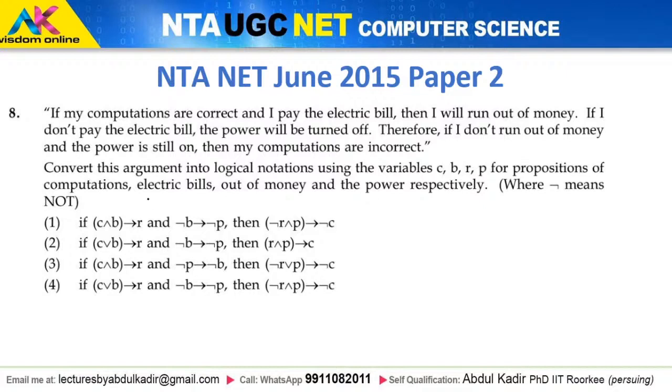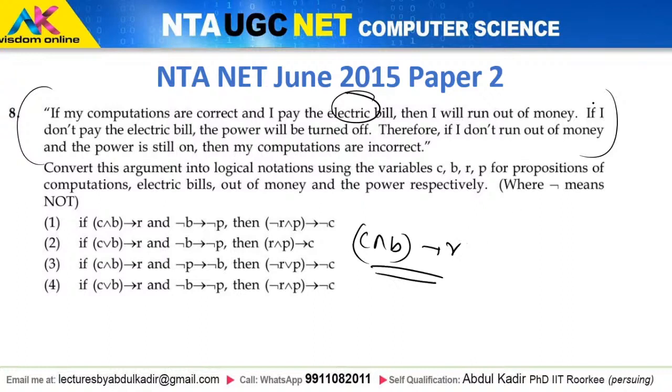This next question is basically asking us to convert this given English statement into our formula. So what is it saying? He is saying that if my computations are correct and I pay the electric bill, then I will run out of money. So basically C and B implies running out of money.